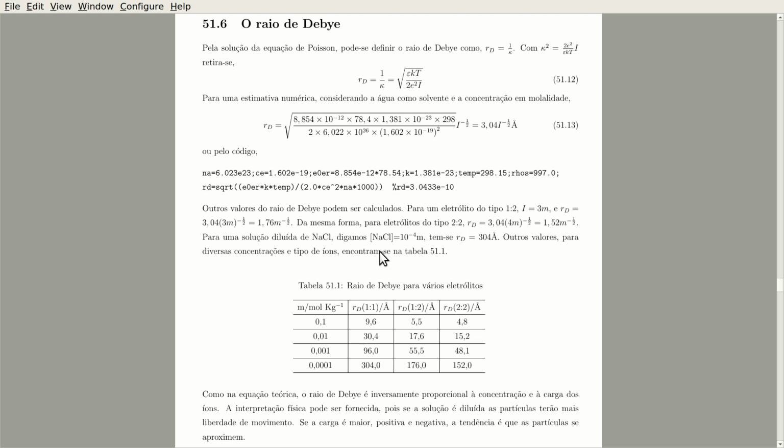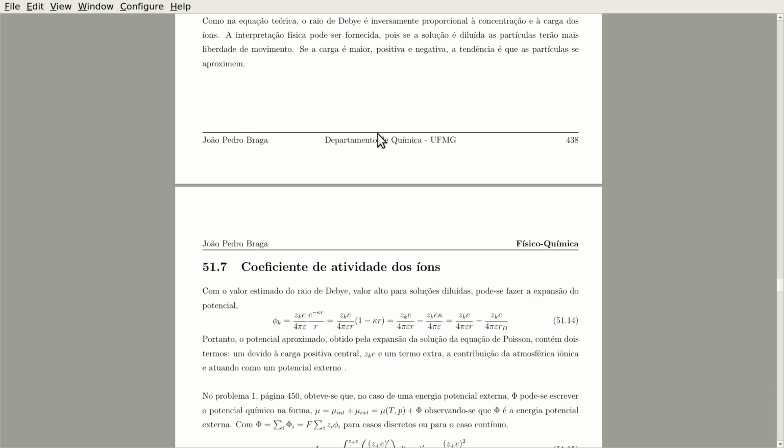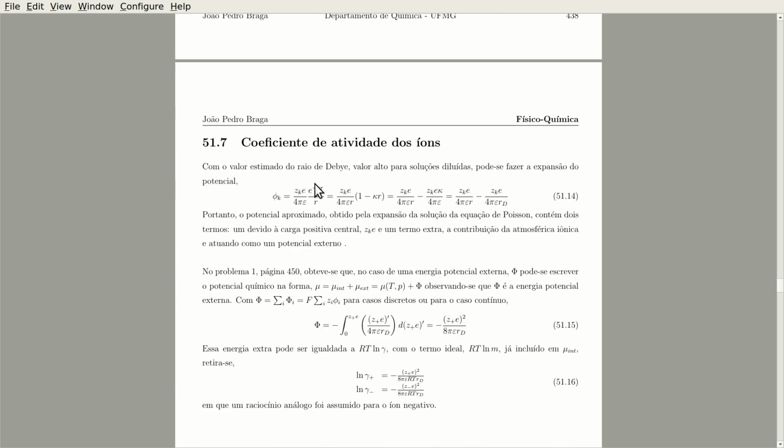Well, since the Debye radius is large for a dilute solution, which means kappa is very small, we can make an expansion of this exponential term, arriving at two terms for the potential. One is, you can see, the original potential due to a point charge. And this term here is a consequence of the shielding.